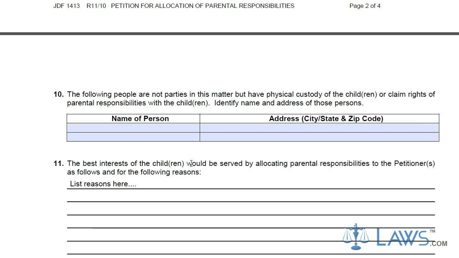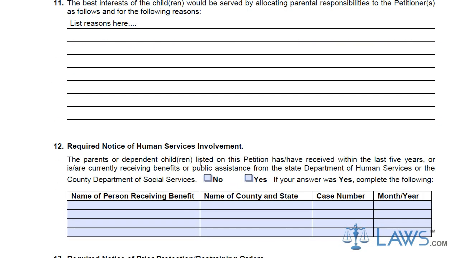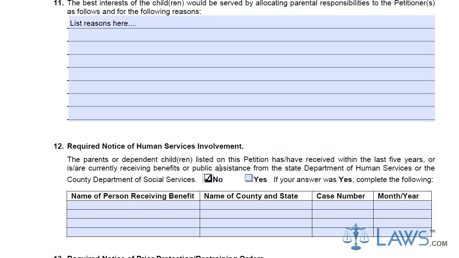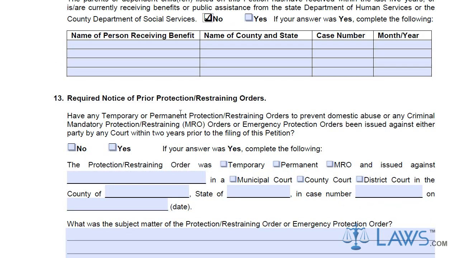If the parents or the children have received any benefits from the Department of Human Services, this must be stated in Part 12, with the case number and contact information for each instance. If any restraining or protection orders have been granted for or against the named parties, they must be disclosed to the court in Part 13.